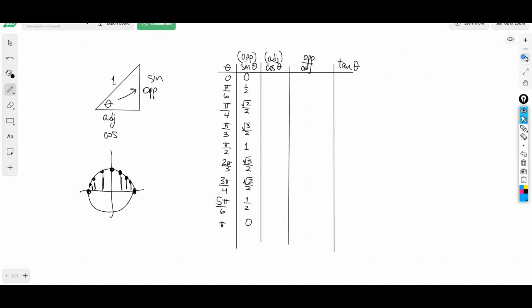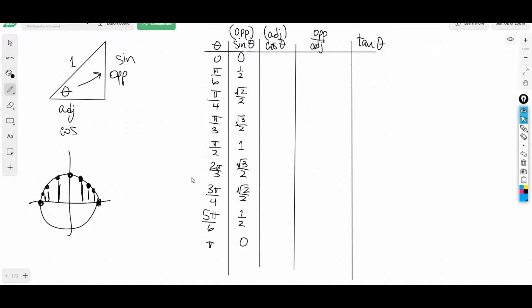Maybe I can zoom out. If I zoomed out, I could do more, but then I'd have to write smaller, or the proportions wouldn't work. So I'm just going to leave it like this, and you can put together what happens on the other side. So then let's go with cosine.